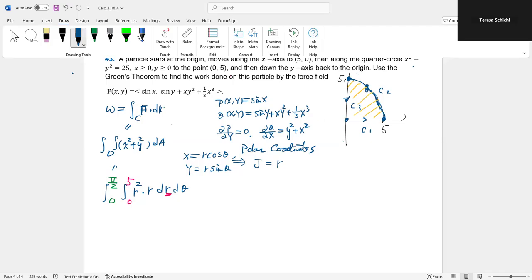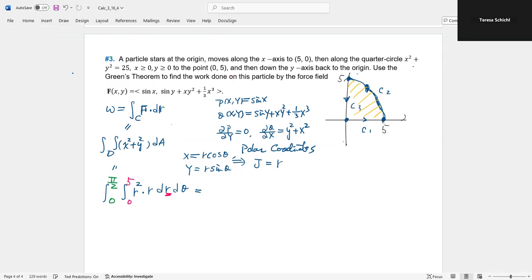Now the theta integral goes from 0 to pi over 2. Then r cubed integrates to r to the fourth over 4, from 0 to 5. Here 5 to the fourth is 625. So the total work done is 625 pi over 8. That is the result for this line integral.